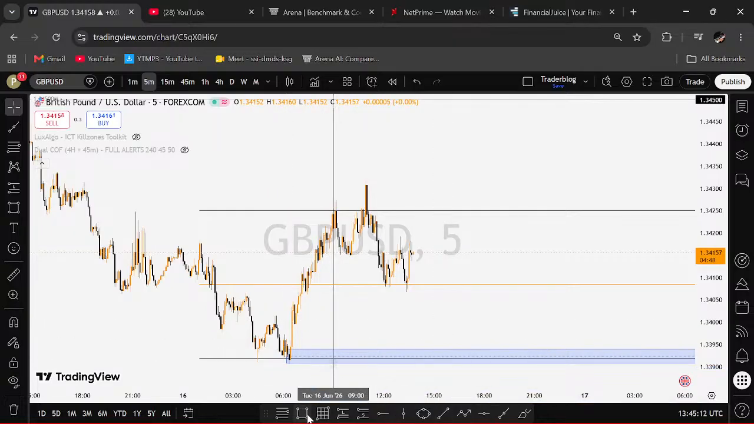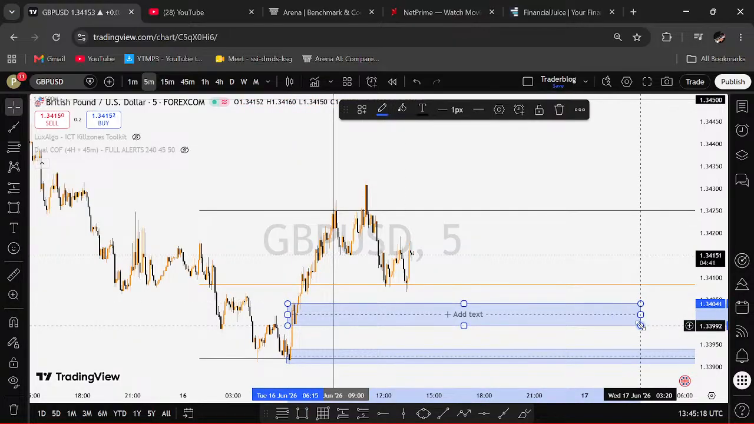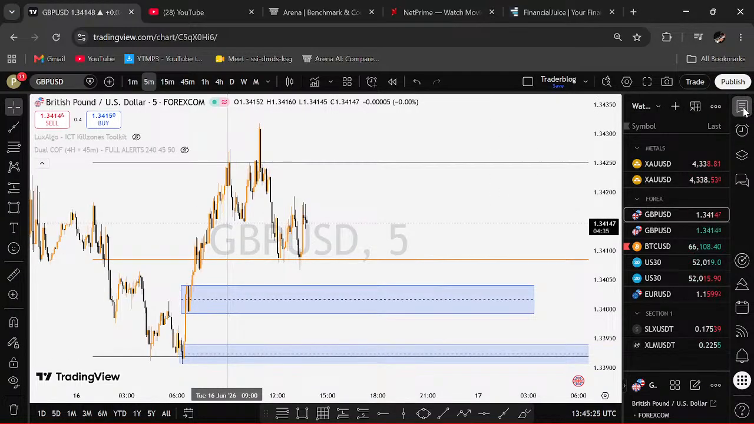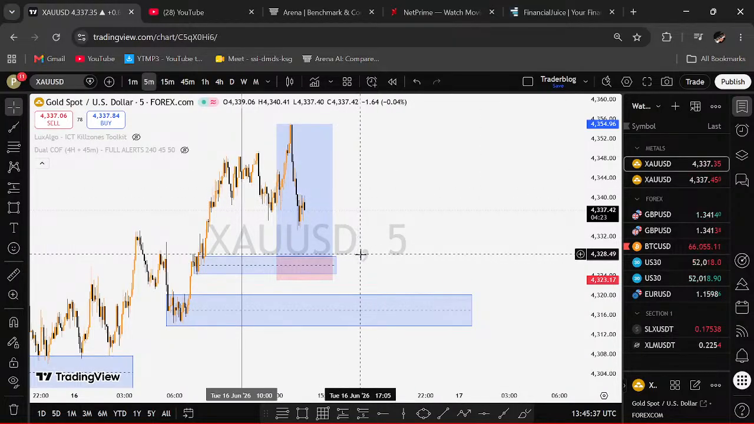So these are the two zones on GBPUSD if you want to join the buys. Do not compromise these zones. GBPUSD. Okay, good.